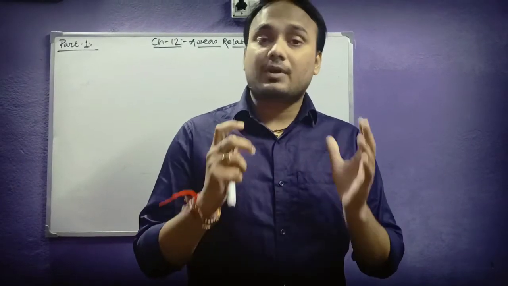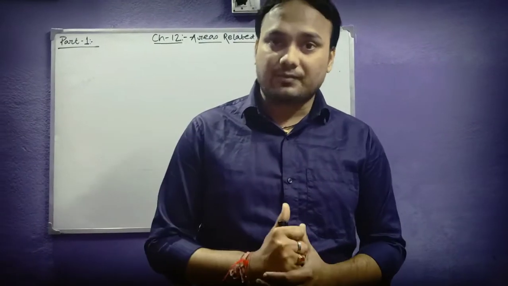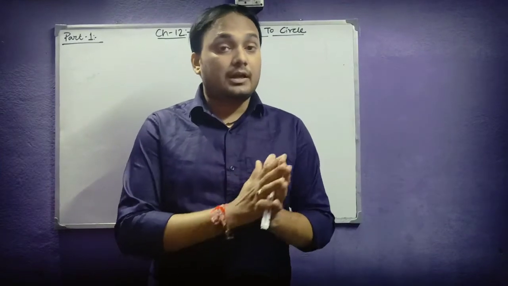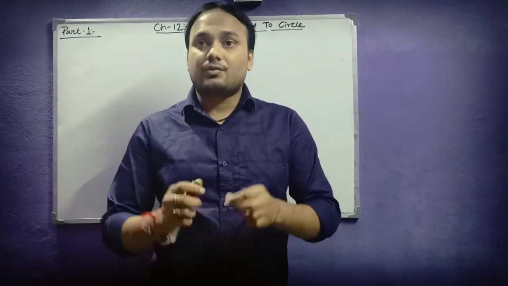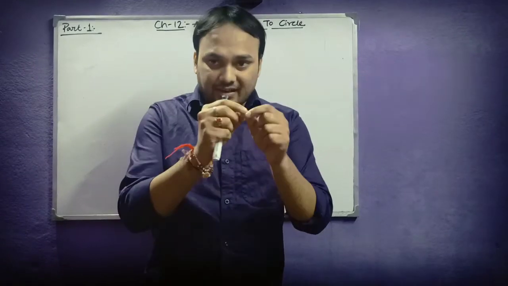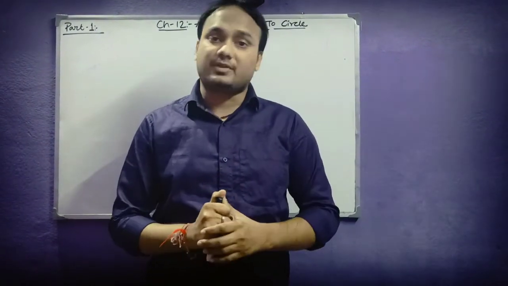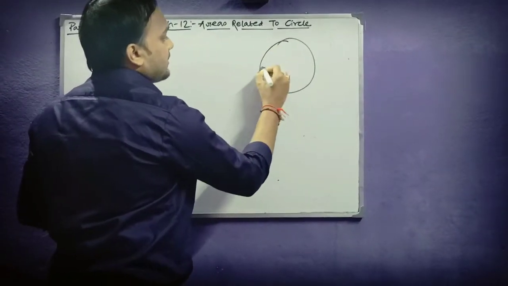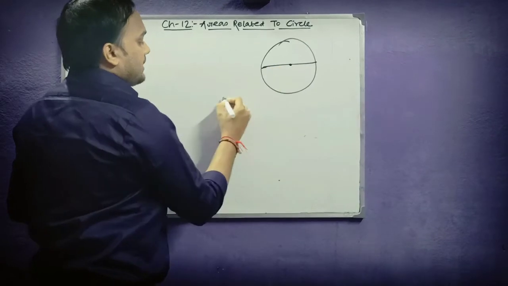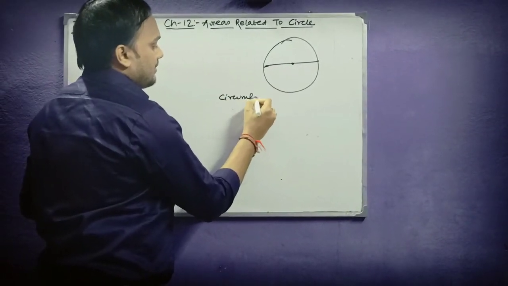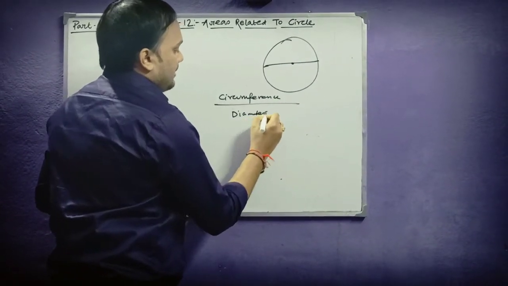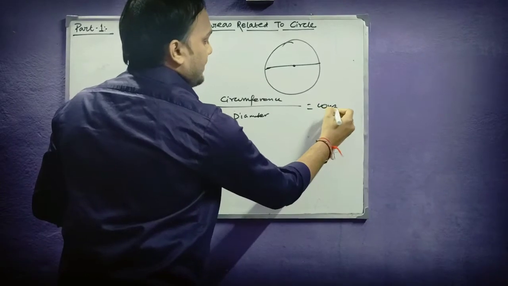You know what circumference is, I think you all know it very well. Circumference is the total length of the boundary of the circle. The circumference of any circle bears a constant ratio with the diameter of that particular circle. So we can say that for a circle, with this as the diameter and center, circumference by diameter is equal to some constant.